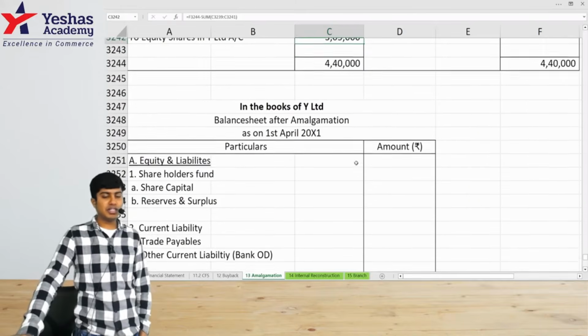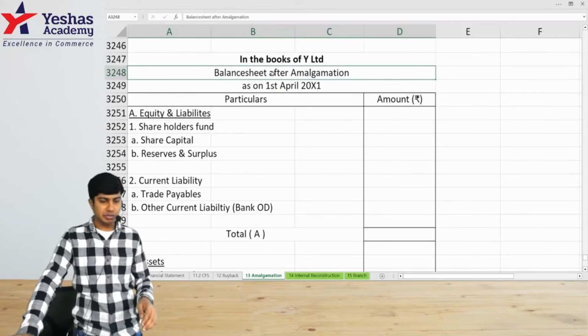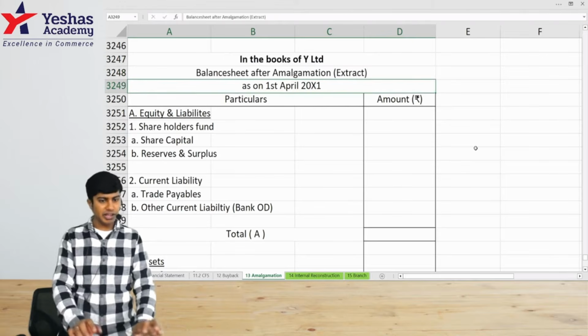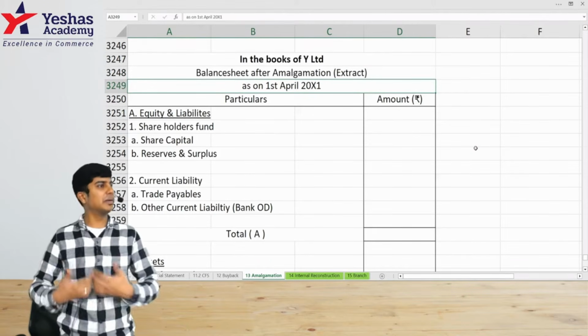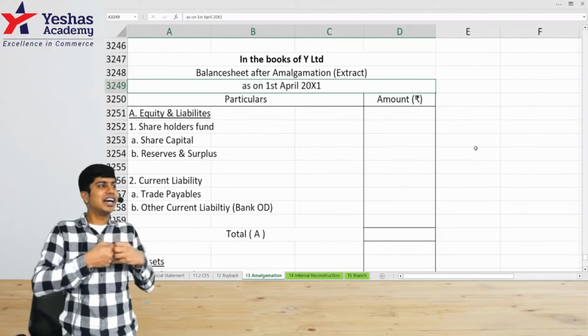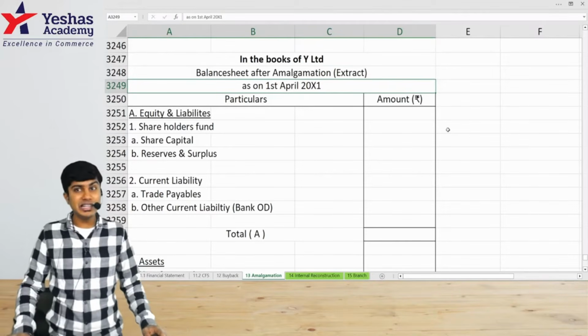Now, in the books of Transferee Company, which is Y Limited, they've asked balance sheet after amalgamation. And trust me, guys, this is only extract. Why? If Y Limited is an existing company, Y Limited should have some share capital, some reserves, some assets. They've not given it. So we'll only write X Limited's assets, liabilities taken, and shares given to X Limited. Are you guys clear with this?